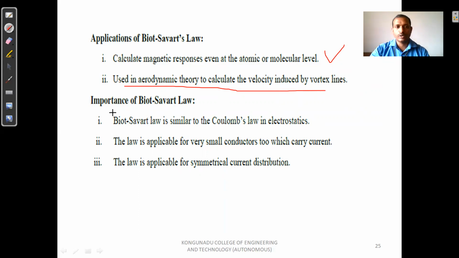Next is the importance of the Biot-Savart law. This is similar to Coulomb's law in electrostatics. A similar law is available in electrostatics, and this one is in magnetostatics. So the Biot-Savart law is almost similar to the electrostatic law. This law is applicable for very small conductors which carry current. This law is also applicable for symmetrical current distribution conditions. These are the applications and the importance of the Biot-Savart law.